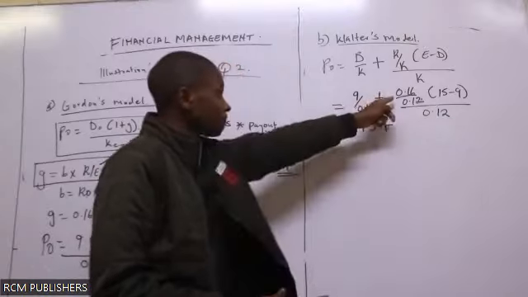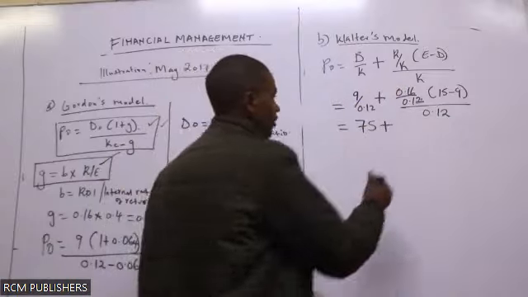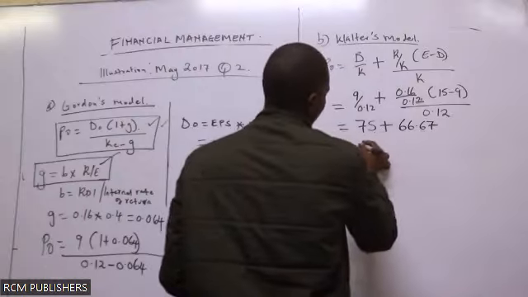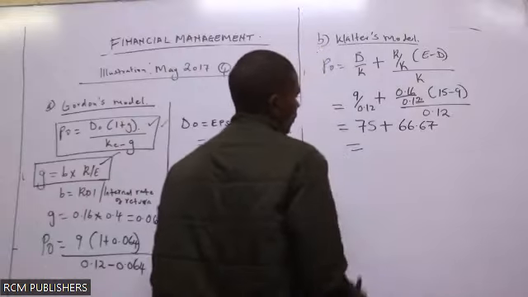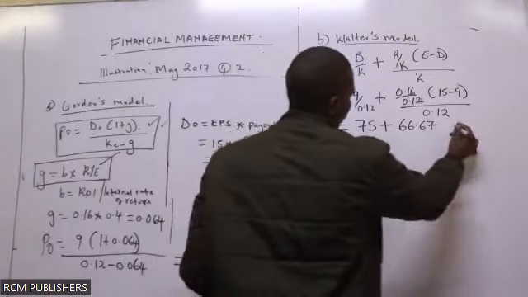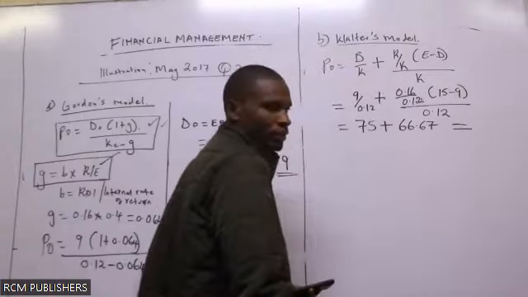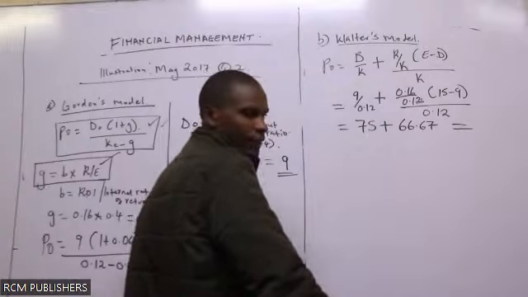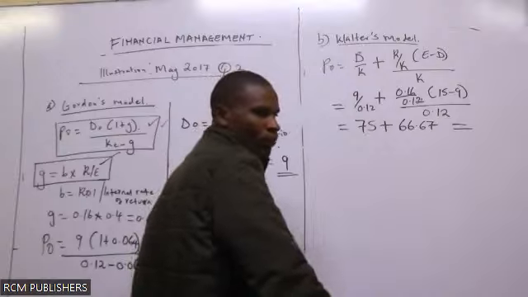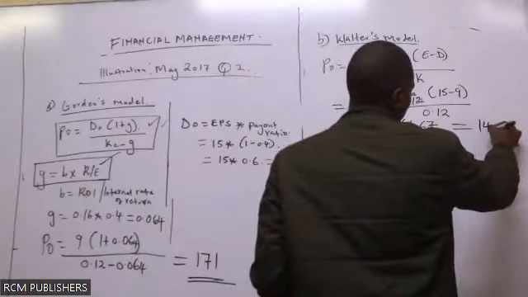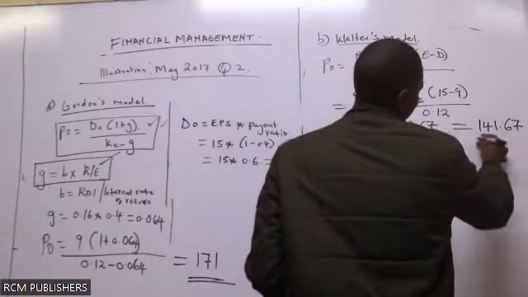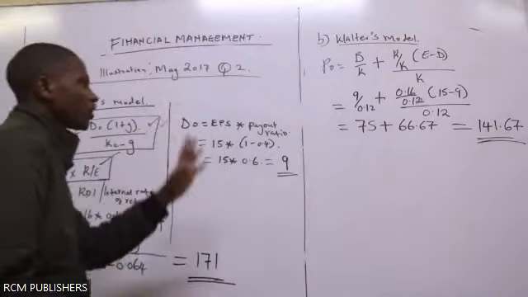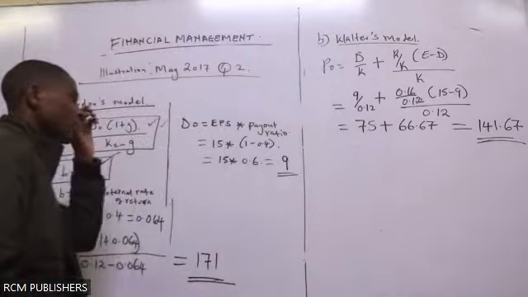What do we get? 66.67. 66.67, and then we get the total. What is the total now? We can put the total on the side. What will the total be? 141.67. So that is the same question using a different method. Same question using different methods.